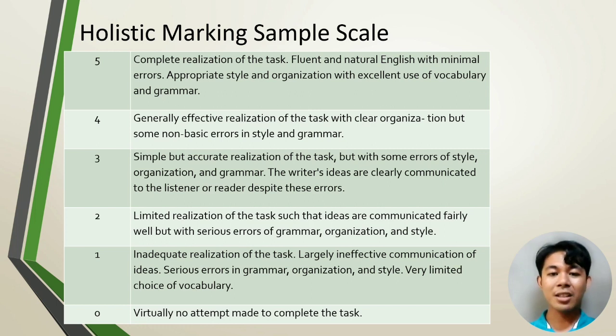The writer's ideas are clearly communicated to the listener or reader despite these errors. 2: Limited realization of the task, such that the ideas are communicated fairly well but with serious errors of grammar, organization, and style. 1: Inadequate realization of the task, largely ineffective communication of ideas, serious errors in grammar, organization, and style, very limited choice of vocabulary. 0: Virtually no attempt made to complete the task.